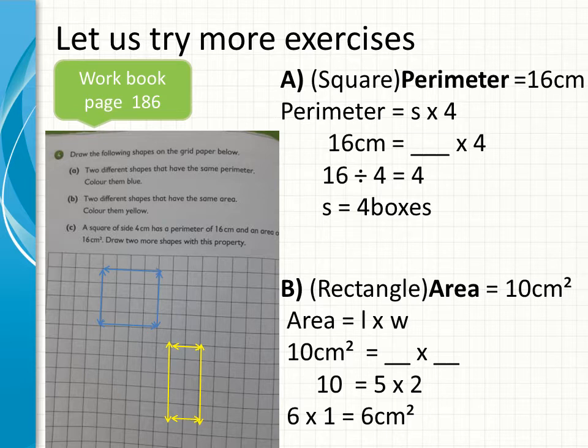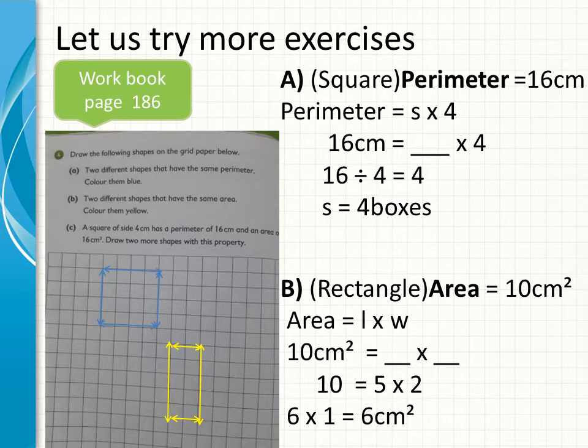So we choose 16 centimeter. And we know that perimeter is side times 4. Our perimeter which we have chosen is 16 centimeter. Now, we have to find the side, the number multiplied by 4 to give the answer. That's to know the length of the side. 16 centimeter equals a number multiplied by 4. Now what do we do? 16 divided by 4, which is 4. That means the side is 4 centimeter.